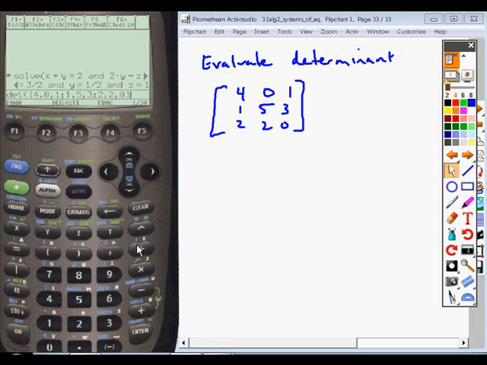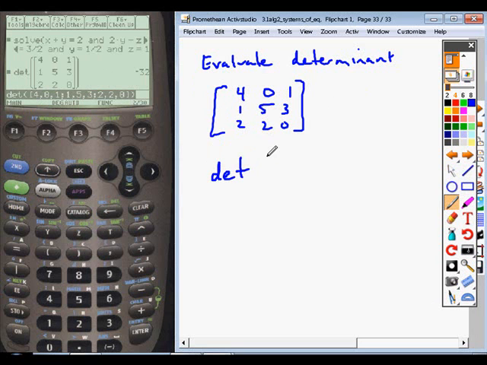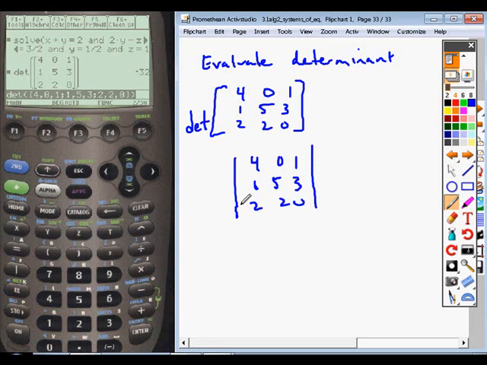Close off your bracket, and you have to close your parentheses to end the calculation of the determinant. And when you do, you get your answer to be negative 32. And remember, the way that this would be written is, it would either be the determinant of that whole set, or the other way that you might see this is the vertical lines. 4, 0, 1, 1, 5, 3, 2, 2, 0. If it's set in these vertical brackets or vertical bars, that refers to the same thing, the determinant of that matrix.